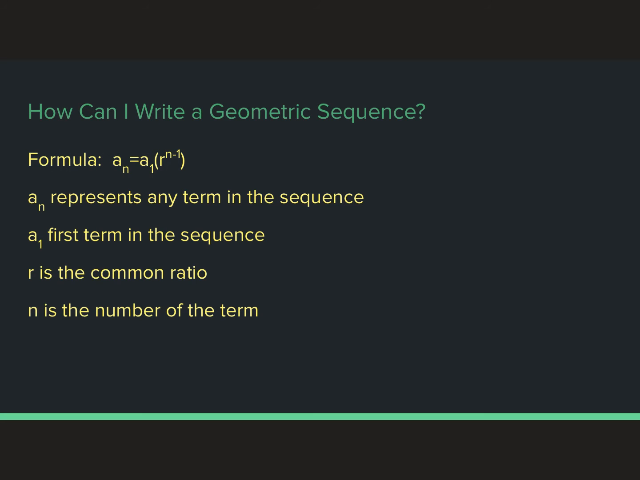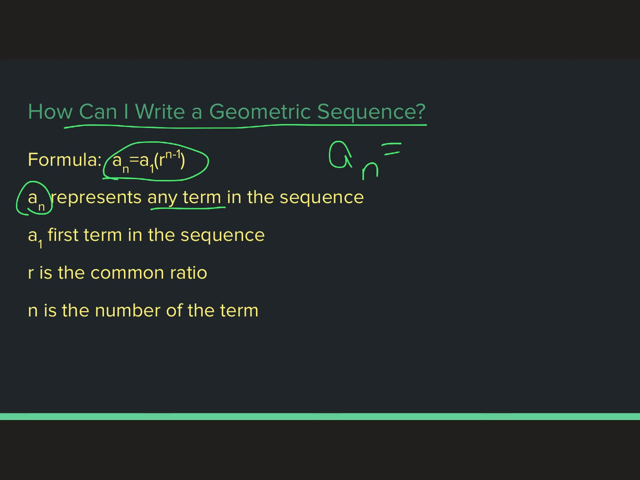First of all, how can I write a geometric sequence? There is a formula: a sub n equals a sub 1 times r to the n minus 1. First thing is, what do all these things mean? a sub n just represents any term in the sequence. It will always be there. You'll always write your formula as a sub n equals something. a sub 1 is the first term in the sequence.